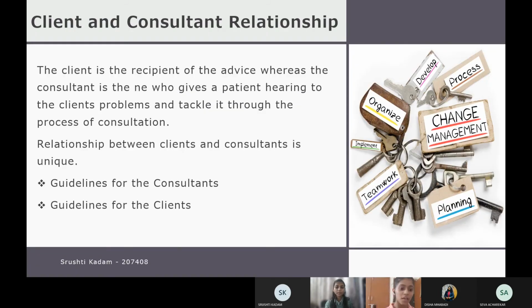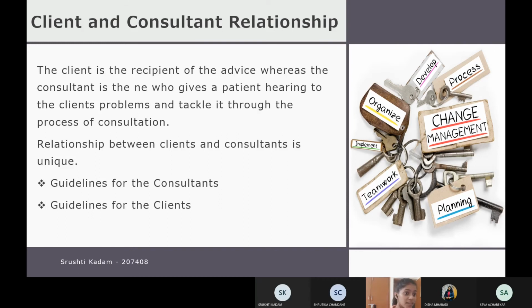Thank you, Shrutika. Client and consultant relationship. A strong relationship between the clients and the consultant is critical to the successful completion of any project. The client is the recipient of the advice, whereas the consultant gives a patient hearing to the client's problems and tackles them through the process of consultation. Each relationship is unique. However, there are some general principles that can be applied to all relationships.